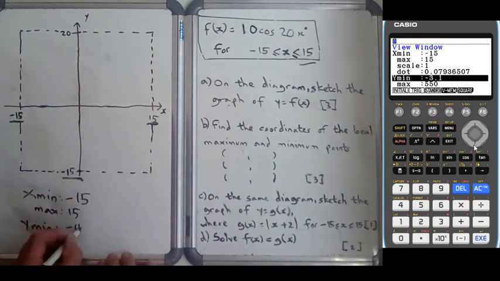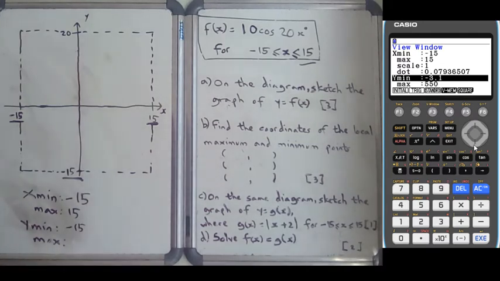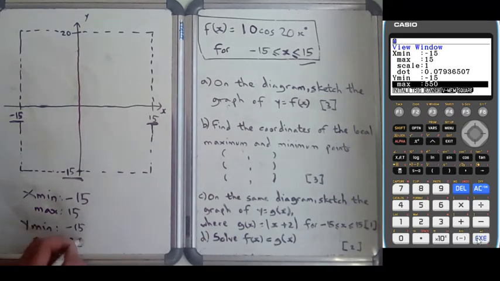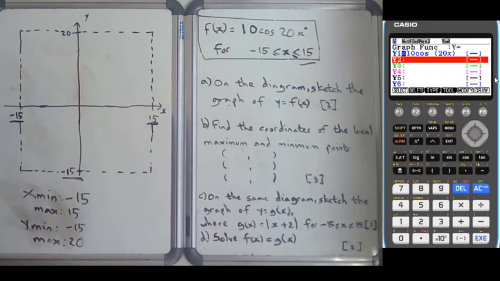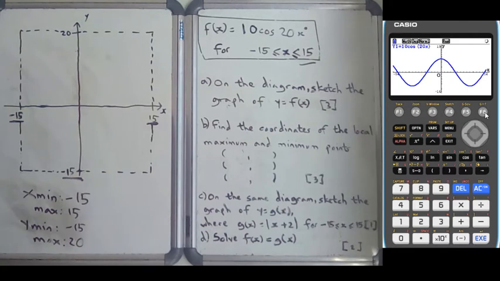Ymin is also minus 15, so I'm going to type that in. And Ymax is 20. So once we've got those 4 values in, so minus 15, 15, minus 15, 20, we press execute twice, and then we just go to draw, so F6 for draw. And you can see this looks a lot more sensible. It looks like a cosine function that hopefully you remember studying.